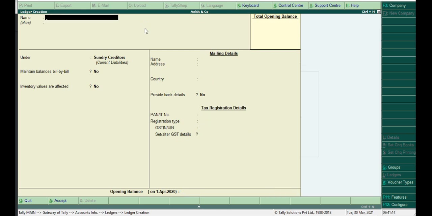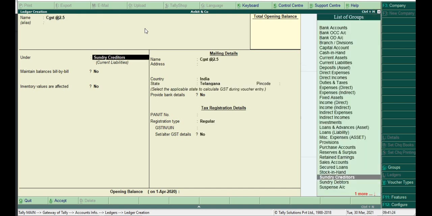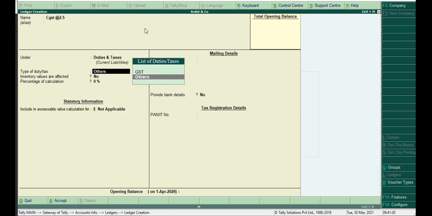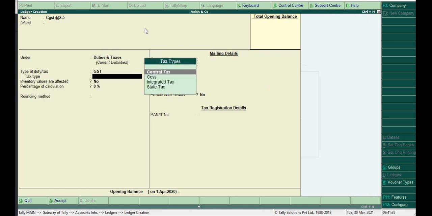Next we have to create CGST at the rate 2.5. It comes under duties and taxes. It comes under GST. Okay, done. It is central tax, percentage is 2.5.